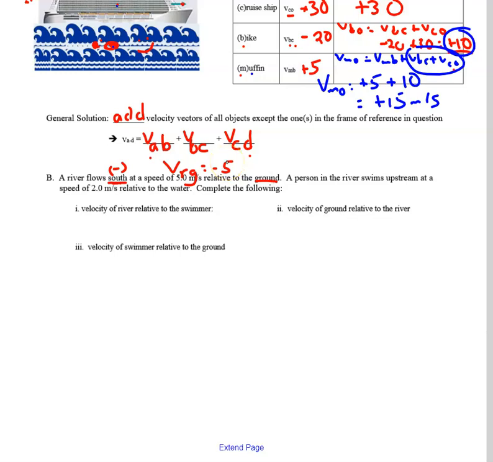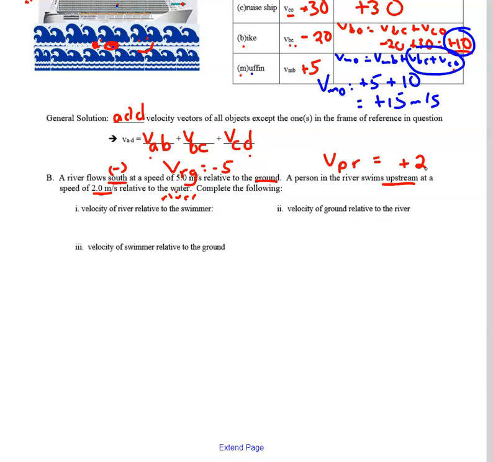I'm not going to put units. All right, we have a person in the river that swims upstream. Upstream implies the opposite direction, so that's going to be positive, and they go at a 2. So how am I going to label this? Well, it's the person relative to the water, or the river. The water is the river. So I'm going to say V of the person relative to the river is equal to +2. So now that I have those labeled, I can solve problems, hopefully.